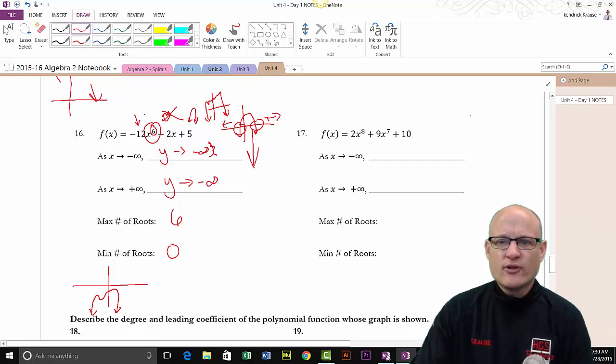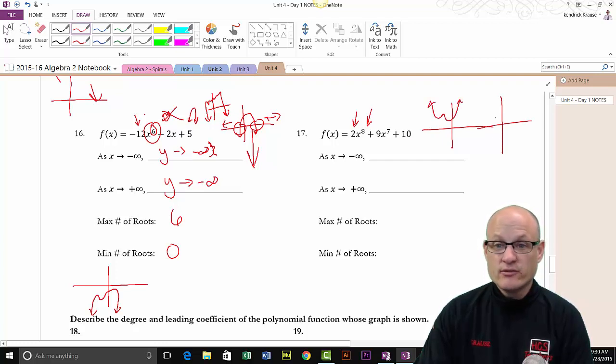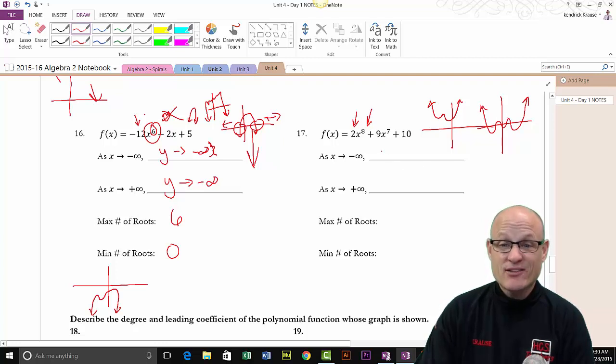Now, positive leading coefficient, even exponent. That means it's coming up. It could look like this, where it doesn't hit the x-axis at all. It could look like this, where it hits it lots and lots of times, it doesn't matter. It's going up. So as x goes to the left, towards negative infinity, y is going up. As x goes towards positive infinity, y is going up. Maximum number of roots, 8. Minimum number of roots, goose egg.